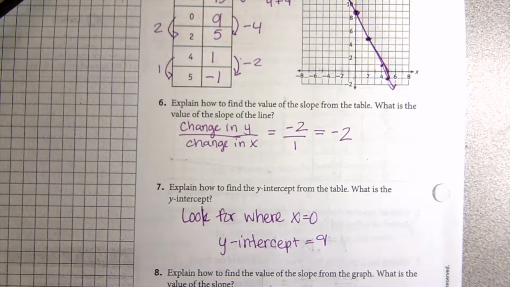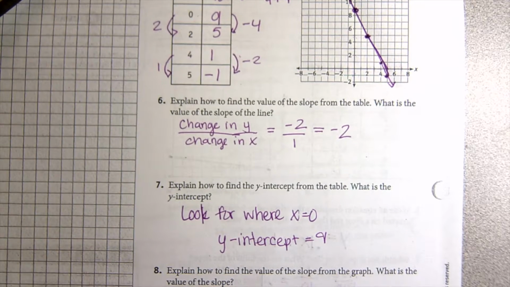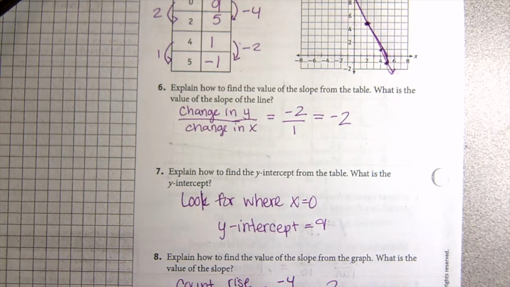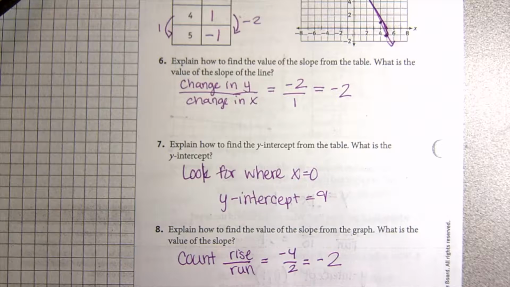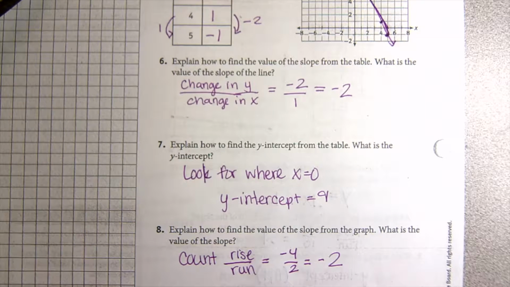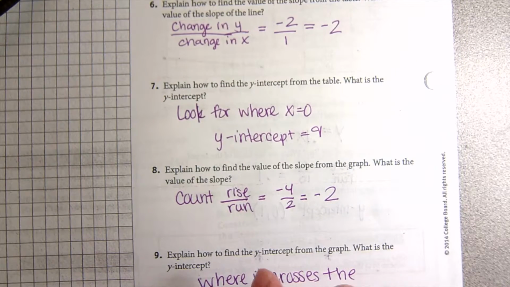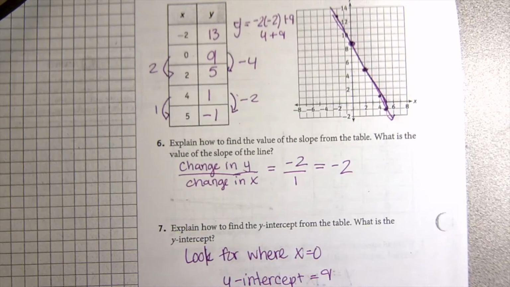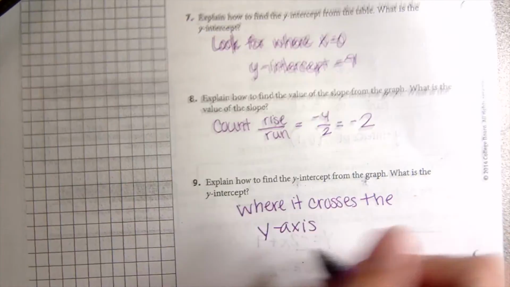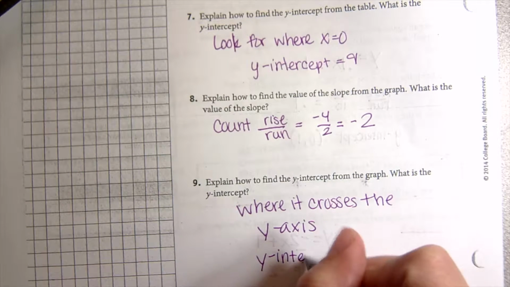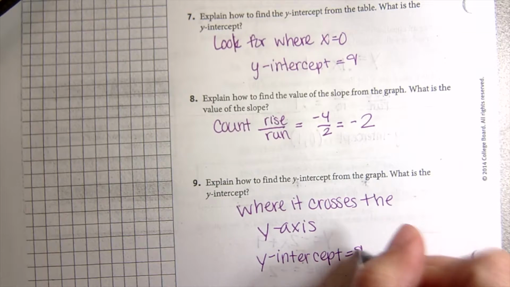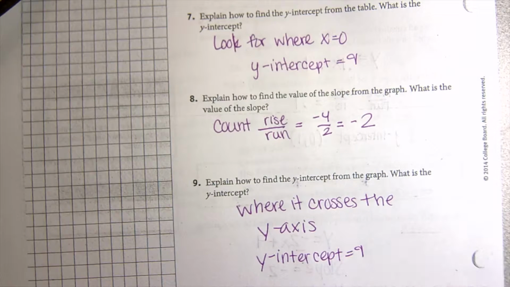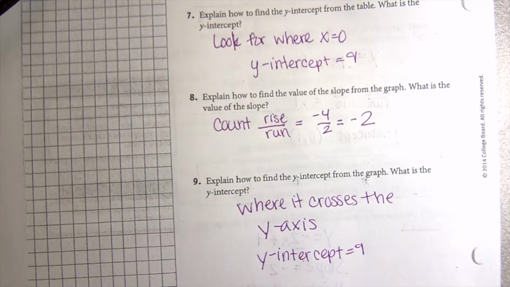How do I find the y-intercept on the graph? Not where it begins, but where it crosses the y-axis. Where does it cross the y-axis? It crosses the y-axis here at 9. So that means that the y-intercept is 9. Does that match the table and the equation? Yes. So that's 3 different ways to find the slope and the y-intercept.